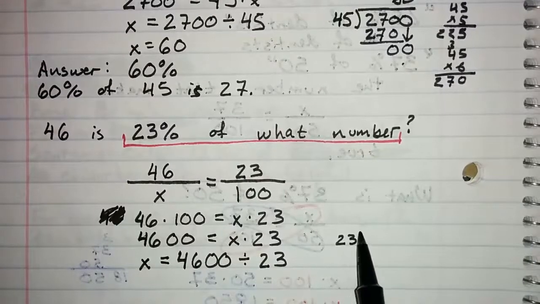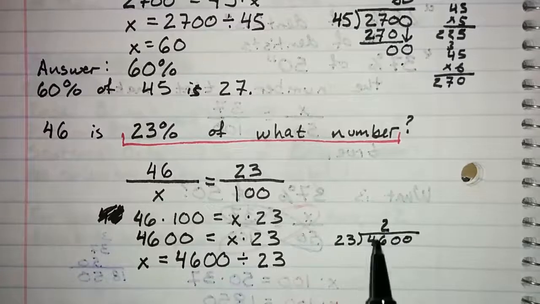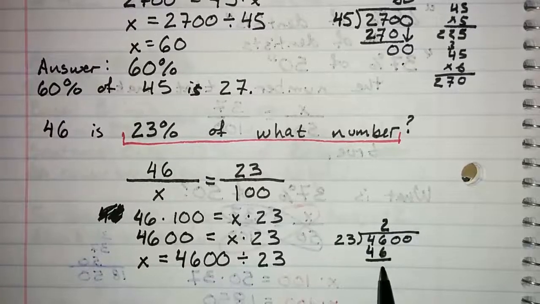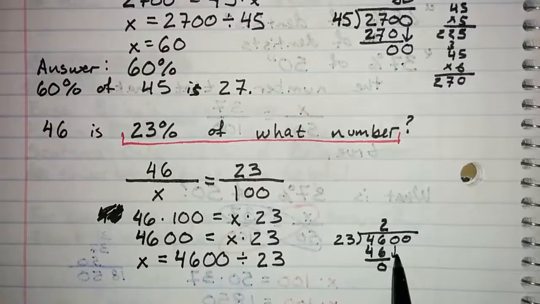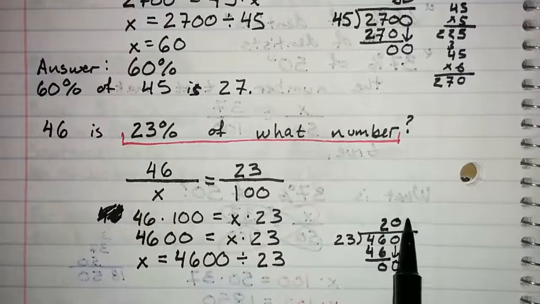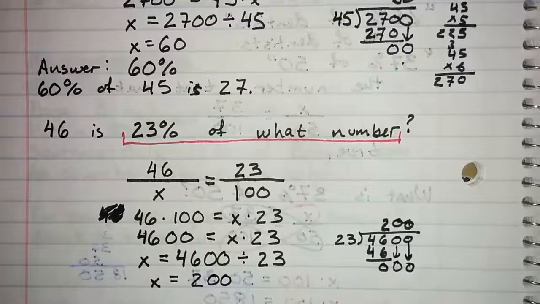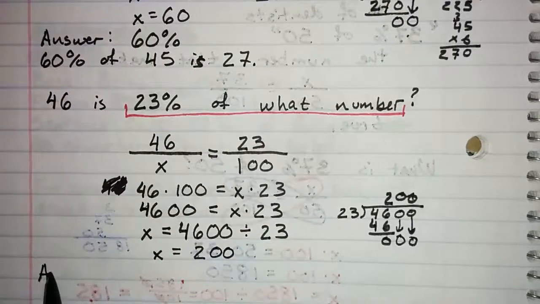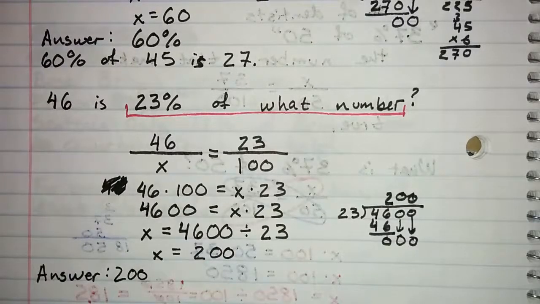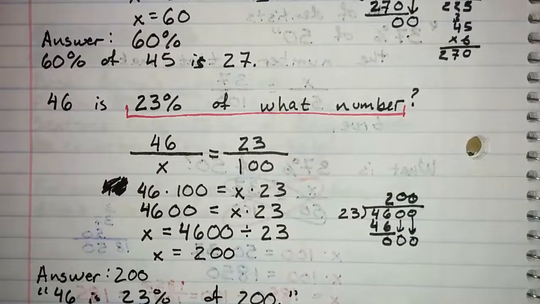Let's write that out. 23 goes into 4, not at all. Into 46, I think twice, right? 2 times 23 is 46. Nothing left. Bring down a 0, still nothing left. Another 0, still nothing left. So I get x is 200. I could just give my answer as 200, right? So that's like someone asking, what is your name? And you saying Zoe, instead of saying, my name is Zoe. Or I could answer with a full sentence and say, 46 is 23% of 200.